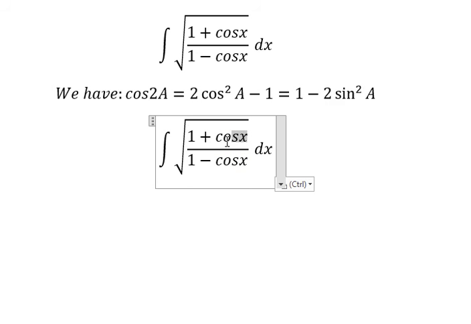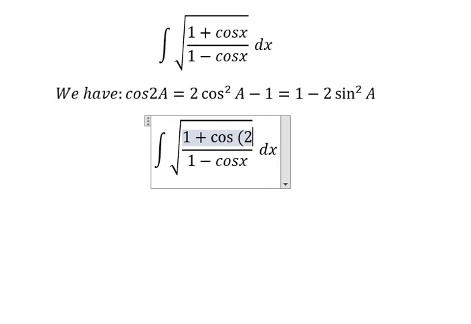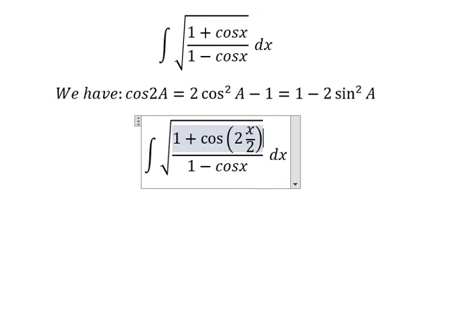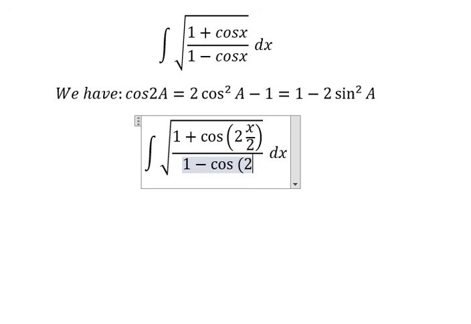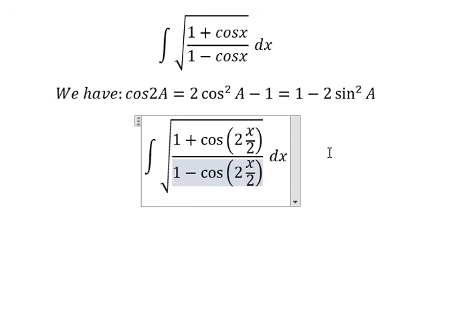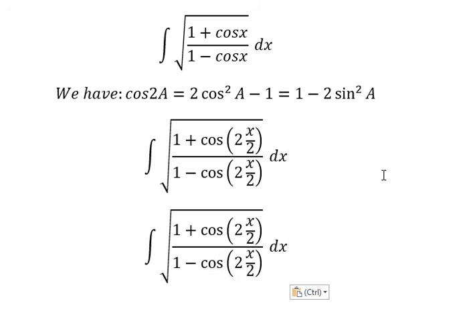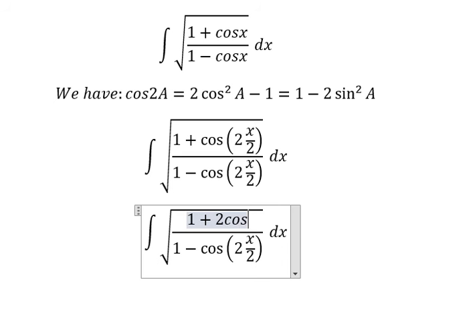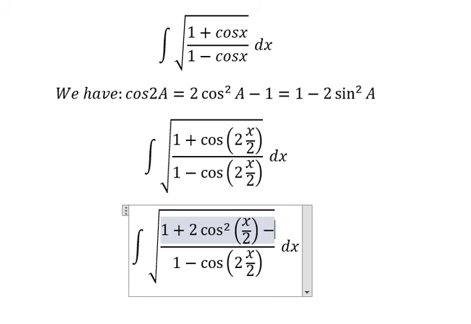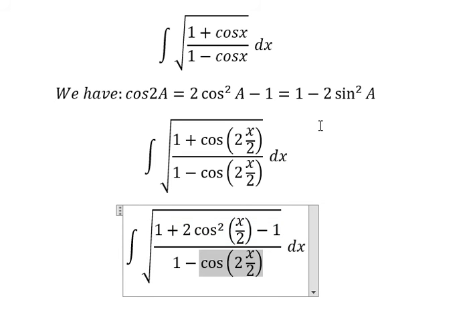We know that cosine x is cosine 2 multiplied by x over 2. Similar for this one. So this one you get 2 cosine squared of x over 2 minus 1. This one we change by this one.